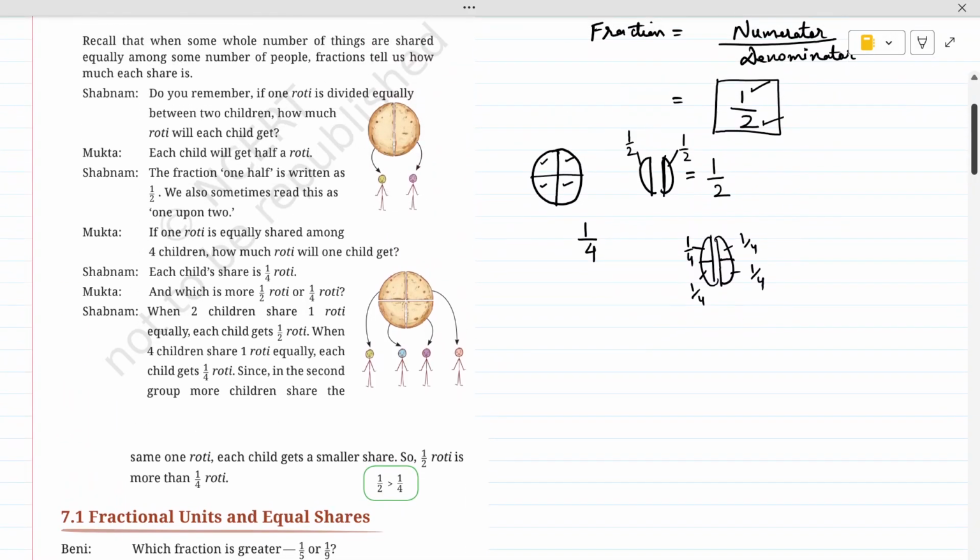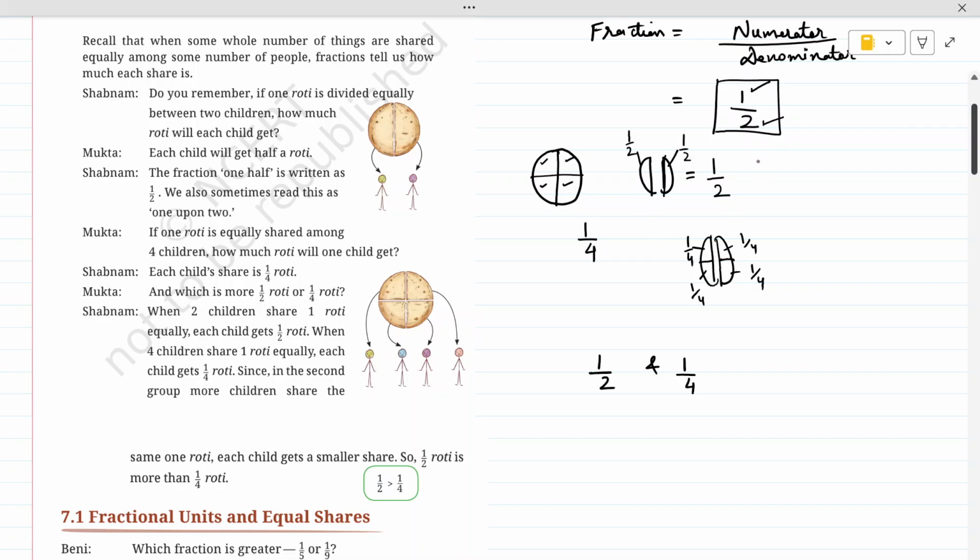Now coming to this part: if we consider 1 by 2 and 1 by 4, which fraction is greater here? If you look at the roti examples we have just seen, we can very well see that the size of 1 by 2 is greater than 1 by 4. In fact, 1 by 4 is half of 1 by 2, right? We can see this using this particular example.